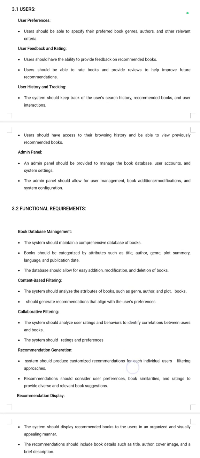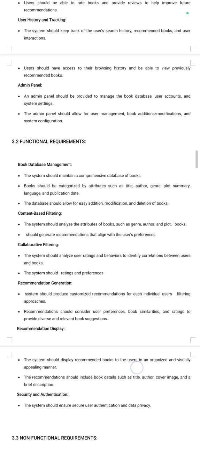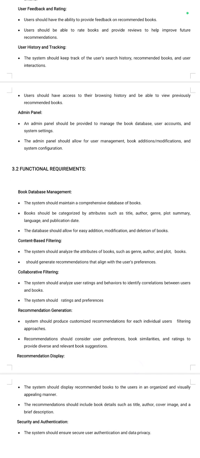Functional requirements: in functional requirements we have book database management, content based filtering, collaborative filtering, recommendation generation, recommendation display, security and authentication. In book data management, the system should maintain a comprehensive database. Books should be categorized by attributes such as title, author, genre, plot summary, language, and publication date. Content based filtering: the system should analyze the attributes of books such as genre, author, and plot, generating recommendations that align with the user preferences.